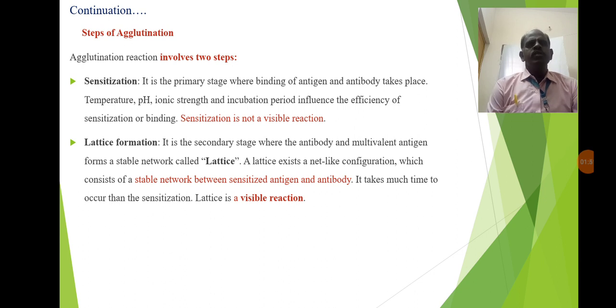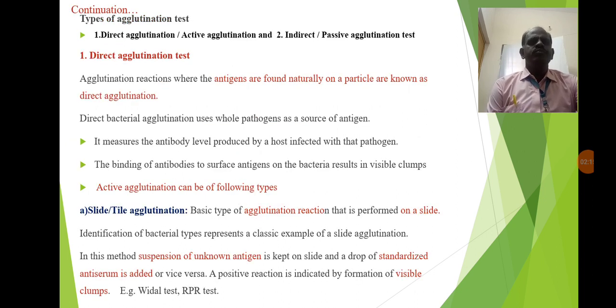Then lattice formation. It is a secondary stage where the antibody and multivalent antigen form a stable network called lattice. A lattice exists as a net-like configuration which consists of a stable network between sensitized antigen and antibody. It takes more time to occur than the sensitization. Lattice is a visible reaction.